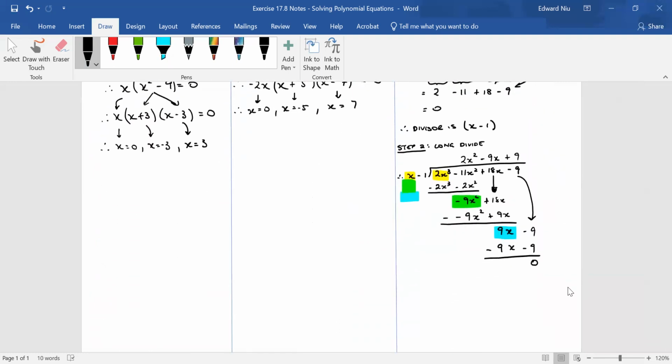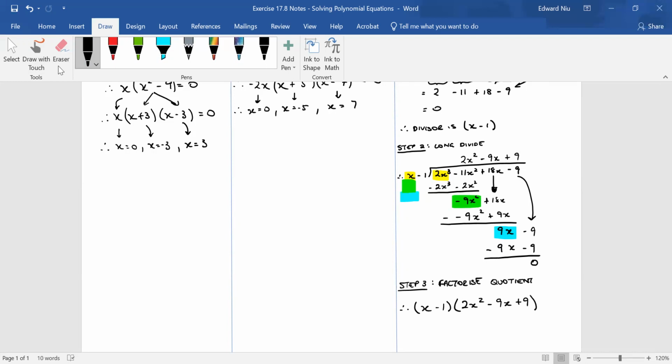So step 3, factorize accordingly. So let's write factorize quotient. Okay, so the answer we got above, we can factorize. So therefore we have x take 1, 2x squared take 9x plus 9.